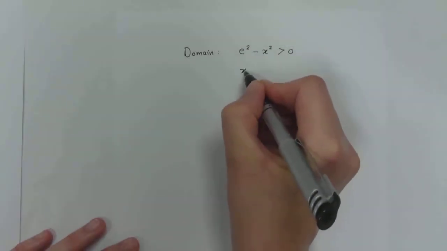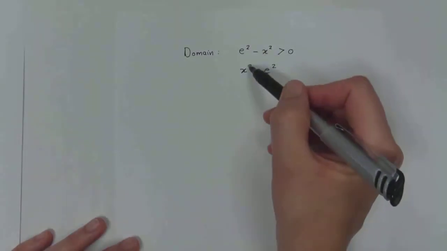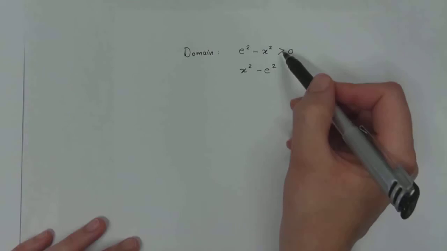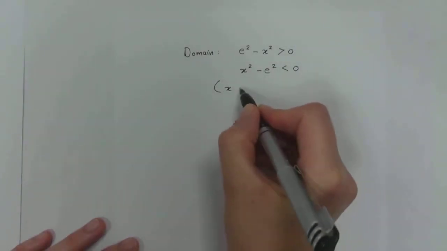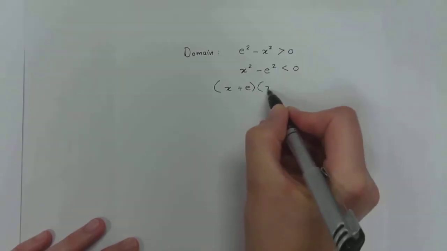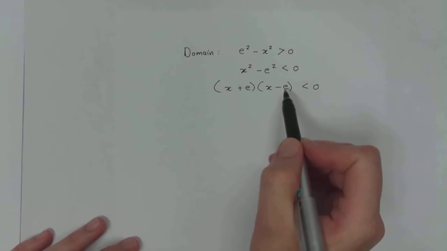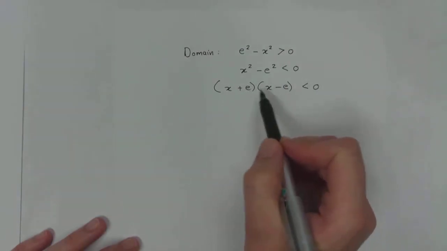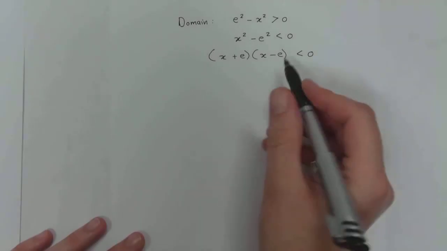So I'm going to say it's x squared minus e squared. But be careful. I divided by a negative there, and divided by a negative there, so that means I need a sign change over here. I'm going to factorize it, saying it's (x plus e)(x minus e) is less than 0. These become my critical values, if you recall.